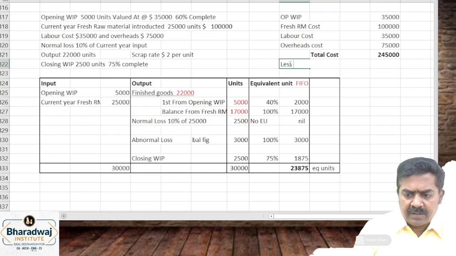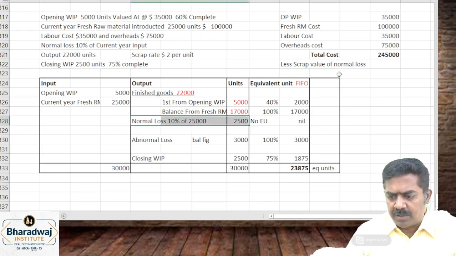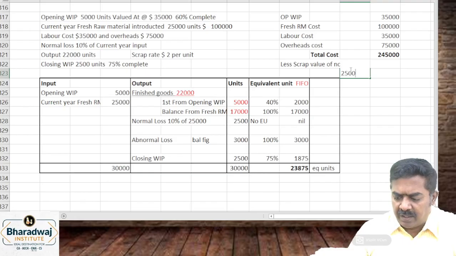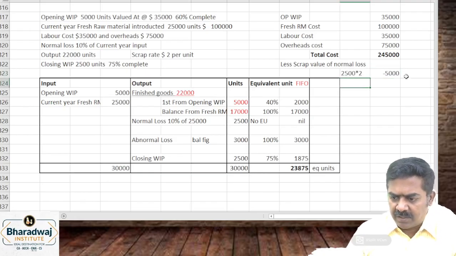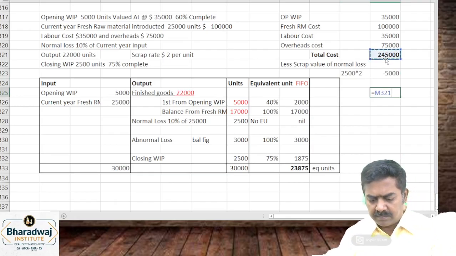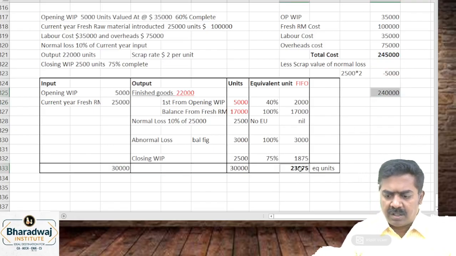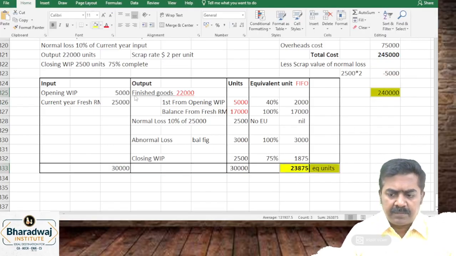Less scrap value of normal loss. What is the scrap value of normal loss? 2 rupees per unit. The normal loss can be scrapped and sold at 2 rupees. 2,500 into $2, okay, $5,000. This will give us cost to be assigned. This is the total cost we have to charge for the equivalent unit.